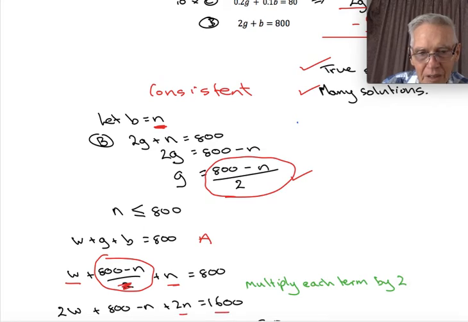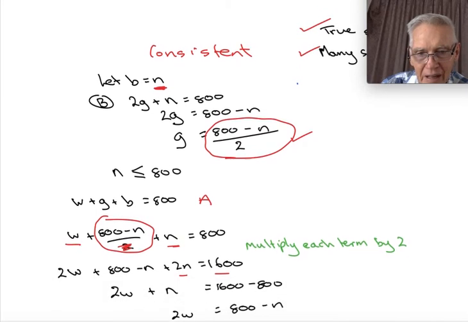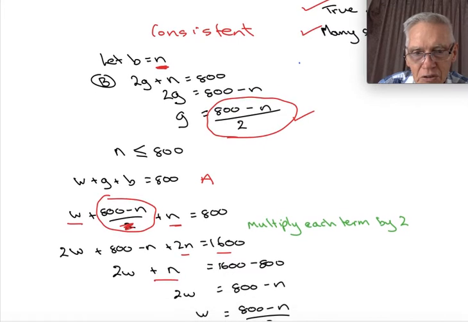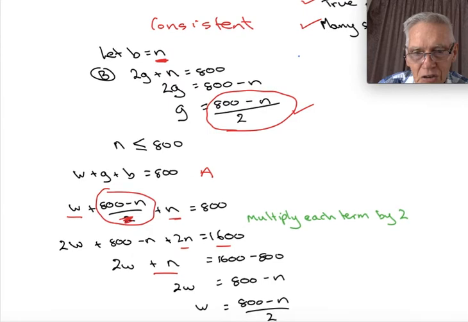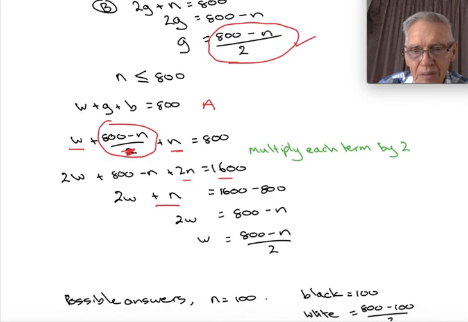I can add my N's together and put the 800 to the other side. So I get this. And then I shift the N to the other side. We've got to divide everything by 2. And we get down to this one here. So we have our possible answers. That's the generalization equation. Again, N would have to be less than or equal to 800, because we're going to the negatives.